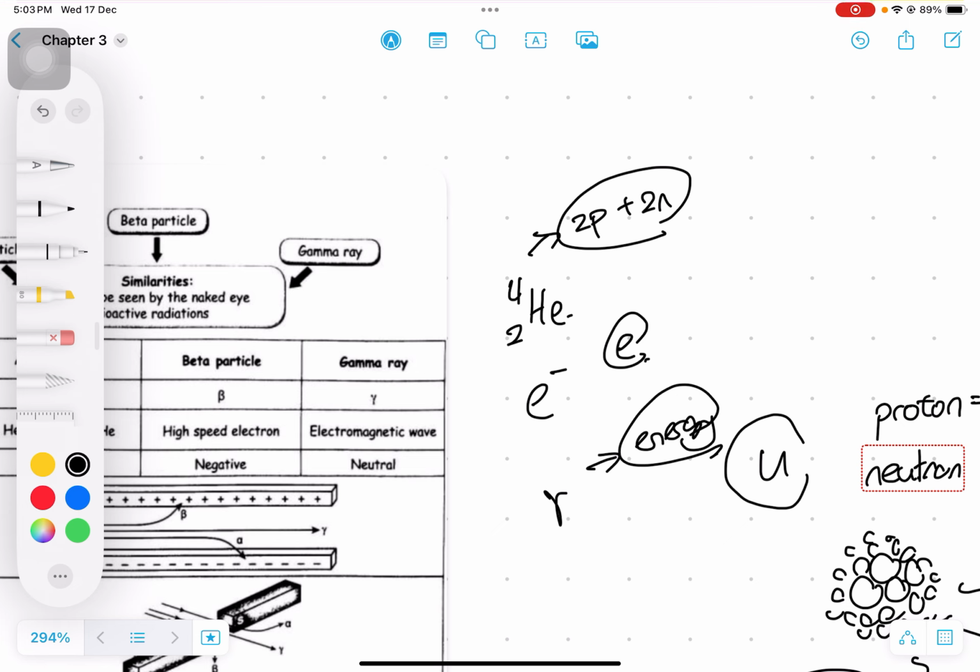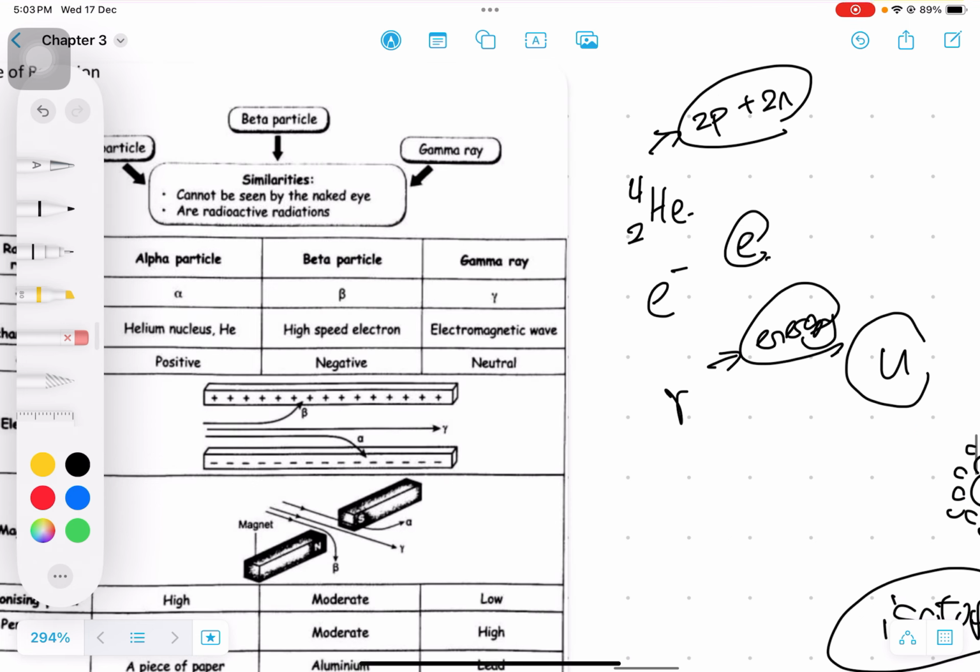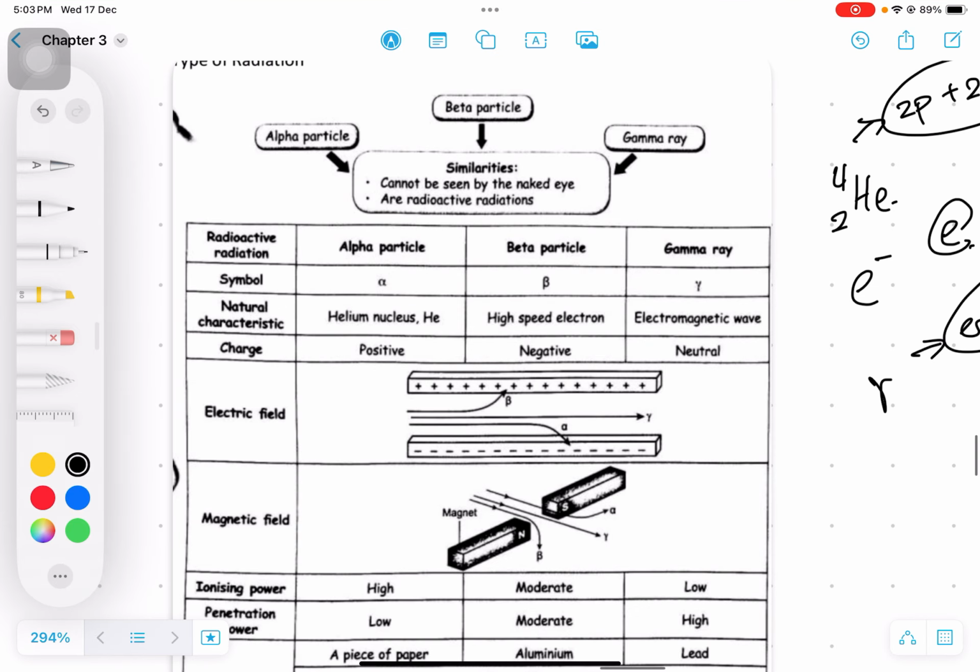So that's why it doesn't have any proton, neutron or electron. Because there's no particle inside, you just release energy. Okay, we need to understand the electric characteristics of helium, electron, and electromagnetic wave. The charges are positive, negative, and neutral. In an electric field, the beta particle is negatively charged because of the electron, so it will go towards the positive side. Helium is positively charged, so it goes to the negative side. And gamma is neutral, so it goes straight.